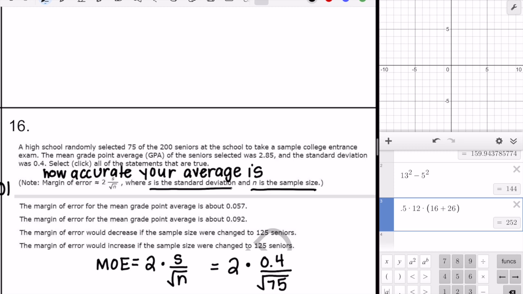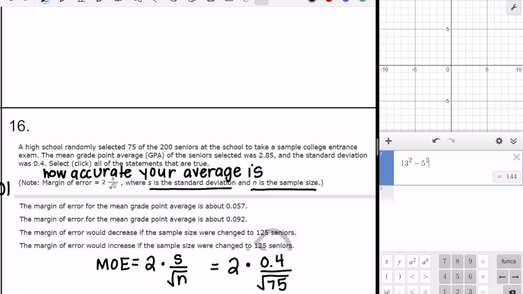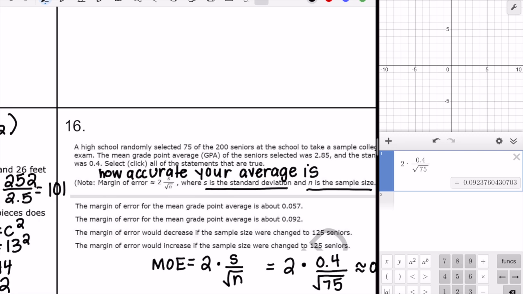All right, so we're going to multiply that together. So we have 2 times, and we're going to say 0.4 divided by the square root of 75. So we get approximately 0.092. So that is my margin of error. So that's the first thing that I would select as being correct. My margin of error based off of what I got is 0.092.